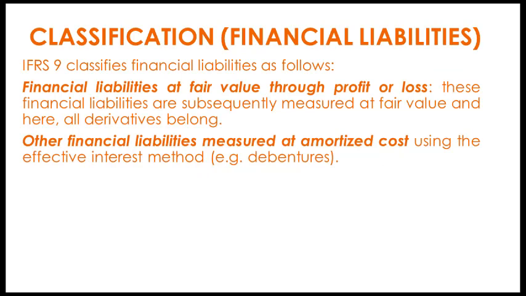Now for financial liabilities at fair value through profit or loss, these financial liabilities are subsequently measured at fair value, and here all derivatives belong. While other financial liabilities are measured at amortized cost, measured using the effective interest method. The example of this will be a bond or debenture.